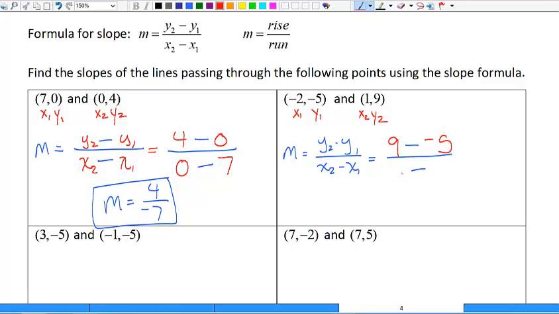In the denominator, I have x2, which is 1, minus, the blue minus because there's a minus in the formula, negative 2. When we subtract a negative, it's like add a line, change the sign. So it's like really adding a positive, which gets me 9 plus 5 or 14 in the top, and 1 plus 2 is 3. So my slope is 14 thirds. Notice that's a positive, so I already know that the line is going uphill without even drawing it.